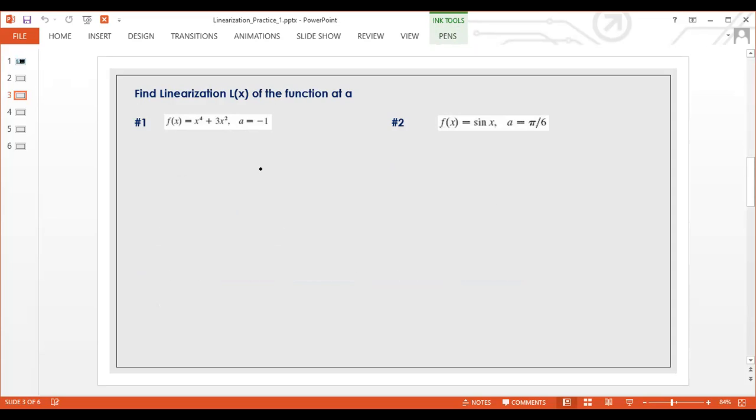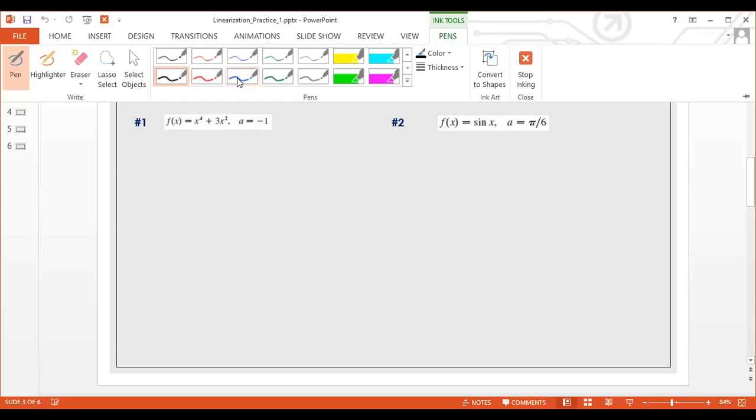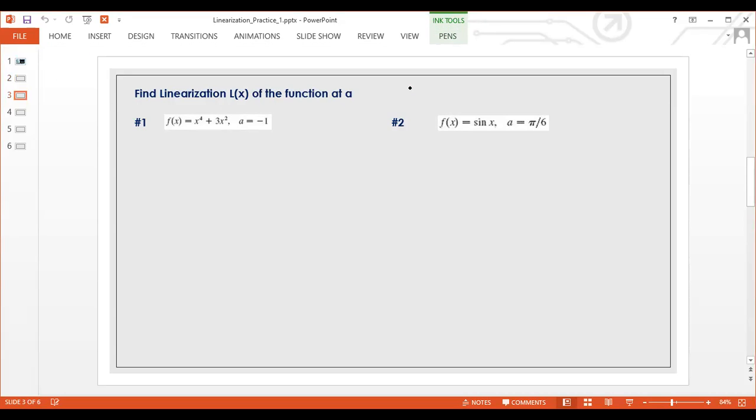Okay, so we want to find the linearization of the function at a, that means we want to find the linearization near the value a equal to -1. Remember, let's write out the formula for the linearization so we won't forget. The linearization L(x) is f(a) plus f prime(a) times (x minus a), right? Okay, so now let's go ahead and do it.